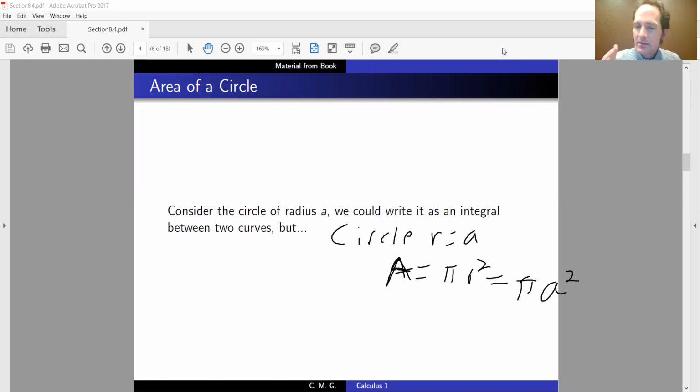So at this point, we're going to do this trigonometric substitution. We're going to try it and see if it works. And if it works, I should get pi a squared out of it. Okay, so I know the area of the thing I'm trying to get.